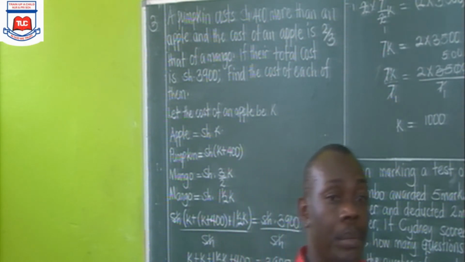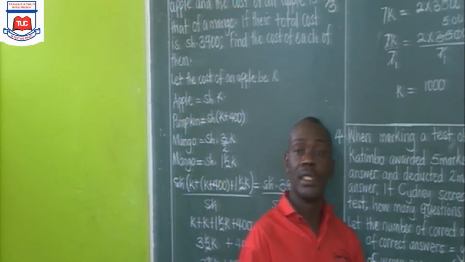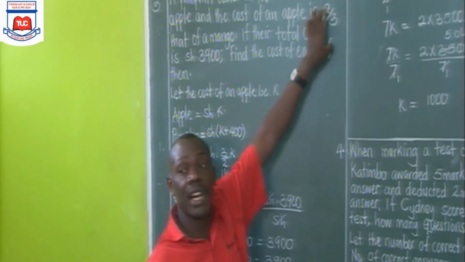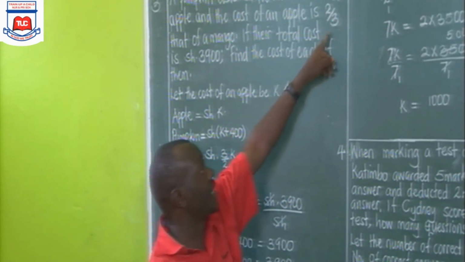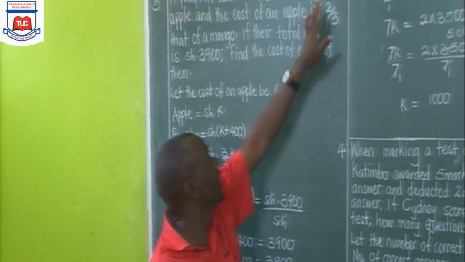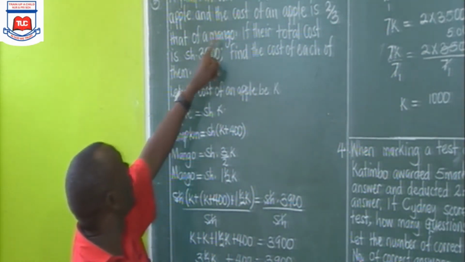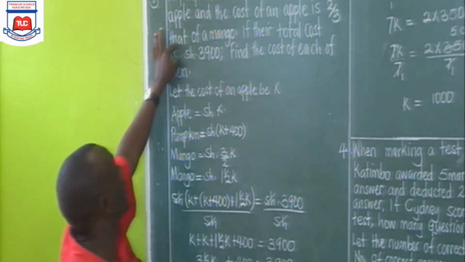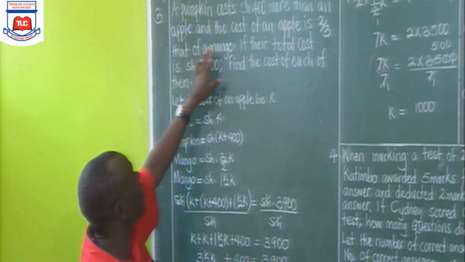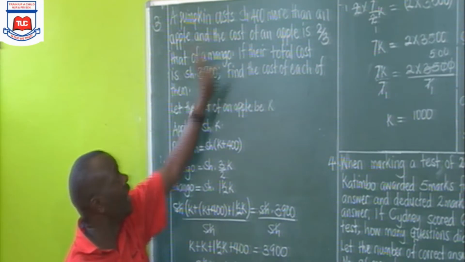I'm seeing hands up. Okay. Muhammad? Good. It is 3 halves, 3 out of 2. So the reverse, the opposite of 2/3 is 3 halves. Such that when the cost of an apple is 2/3 that of a mango, it means that the cost of a mango is 3 halves that of an apple.